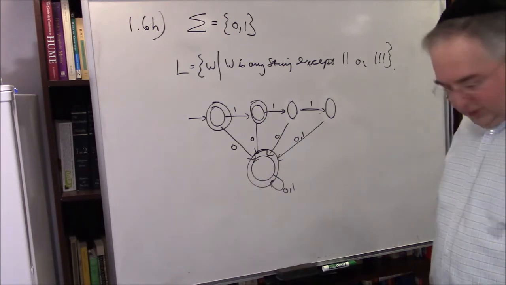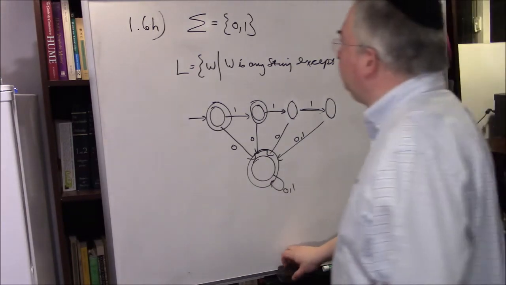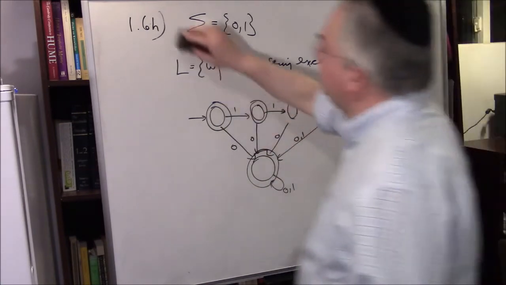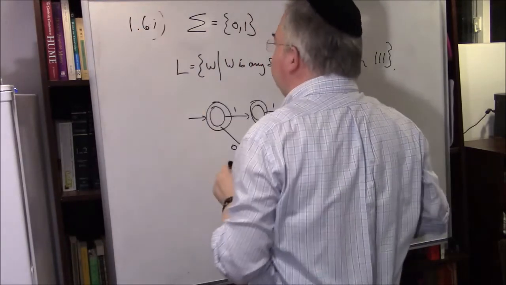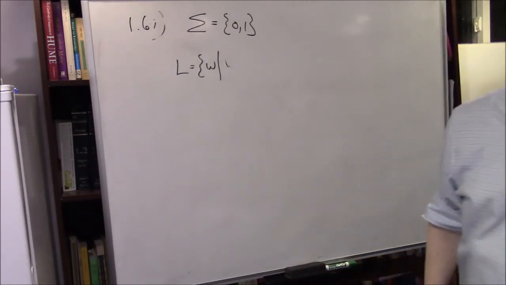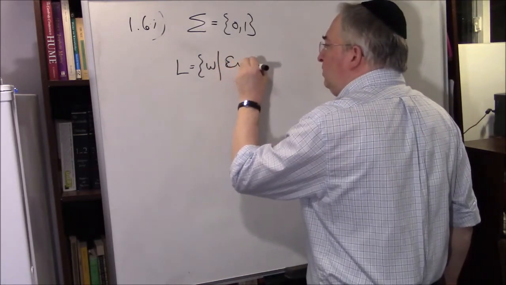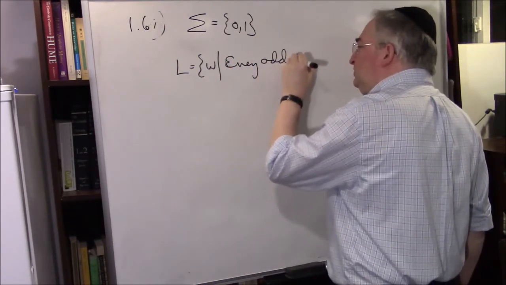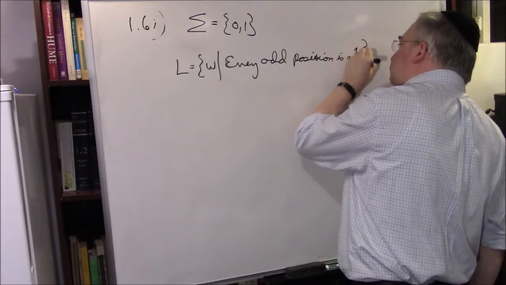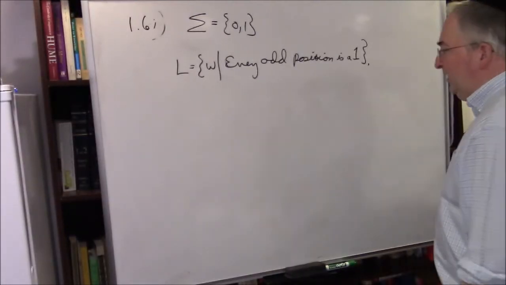Okay, two more examples. Okay, 1.6i. I told you we'd do all the problems in this book. It's a very good book. Okay, and it goes, every odd position is a 1. Okay, let's go through some words to see what's in it and what's not in it.